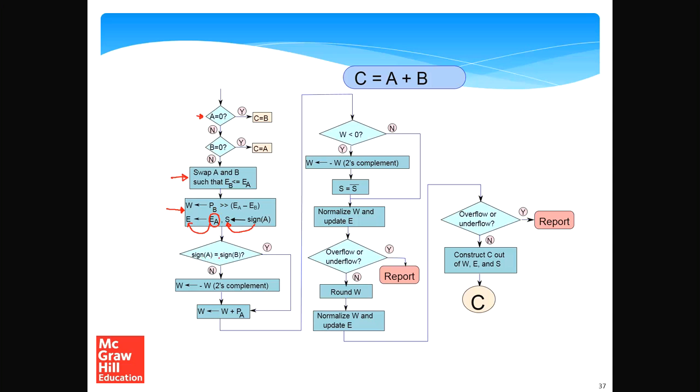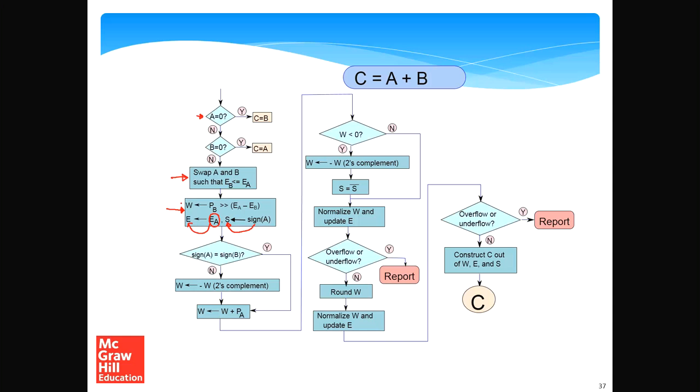Then we check if the sign of A is equal to the sign of B. If that's the case, then that's great. We just set W as the old value of W, which is the significand of B shifted to the right by some places, plus the significand of A. So we just perform the addition. Otherwise, we take the 2's complement of W and then we perform the addition.